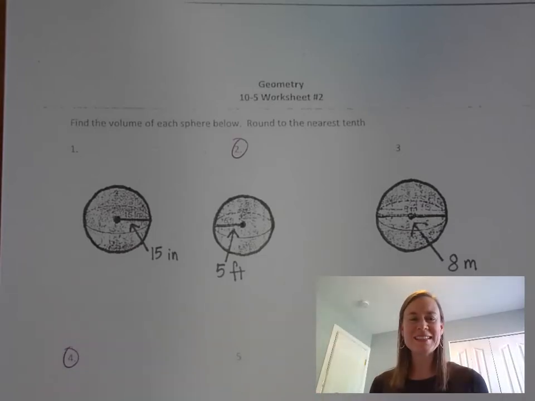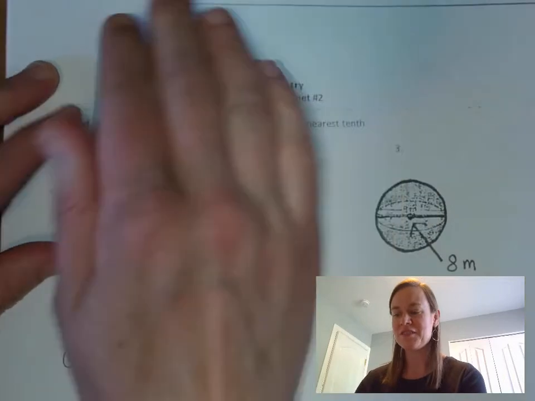Hey there everybody, you guys have been learning all kinds of great formulas lately, and I have another one for you today. It is the formula for the volume of a sphere.